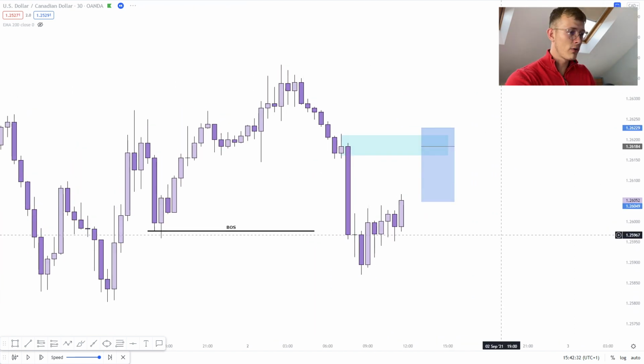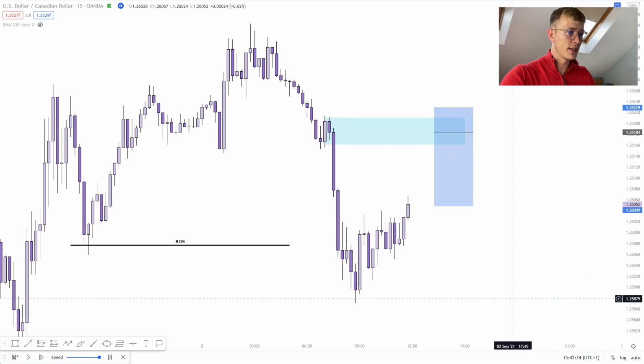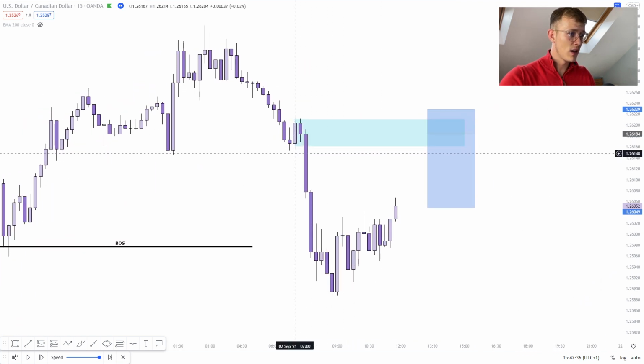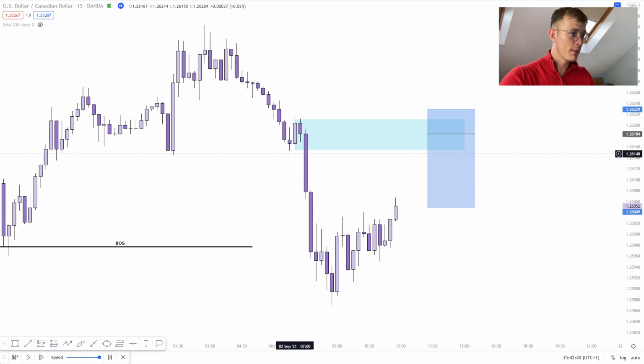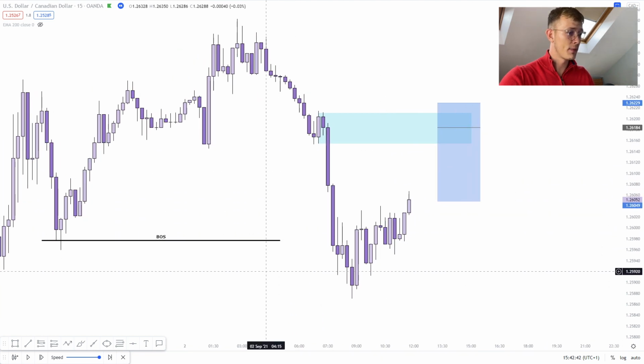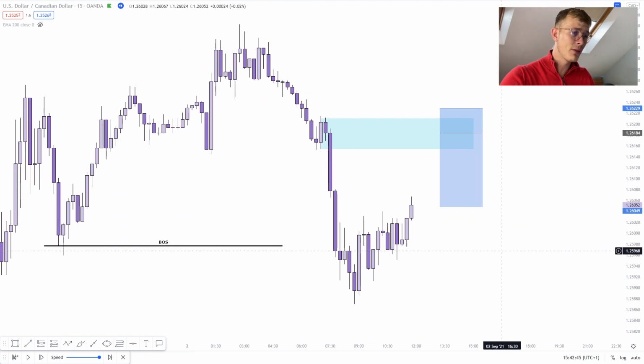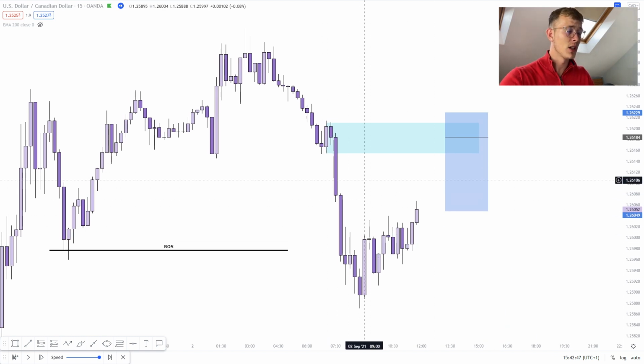So what I then did was I refined it down to the 15 minutes. What we could see here was this last down candle. This was the last down candle before the strong impulsive push to the downside that then broke structure. And as you can see, clear as day, we have strong impulsive candles with lots of volume.